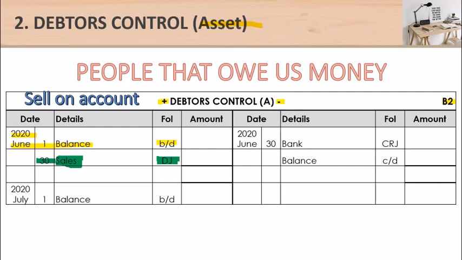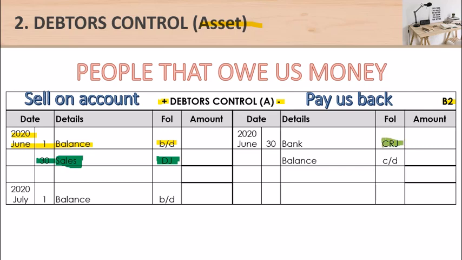But there is something that they can do to owe us less money that we will record on the side where debtors control decreases. And that is if they actually pay us back. Now, if they pay us back, we will receive money from them. And if we receive cash from anyone, we record it in the cash receipts journal.